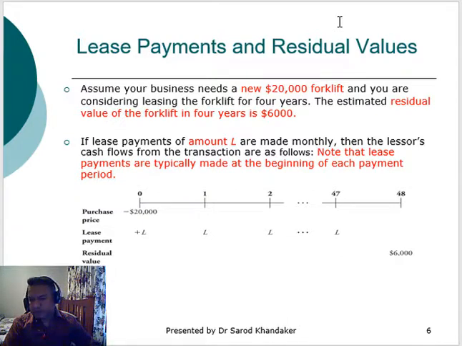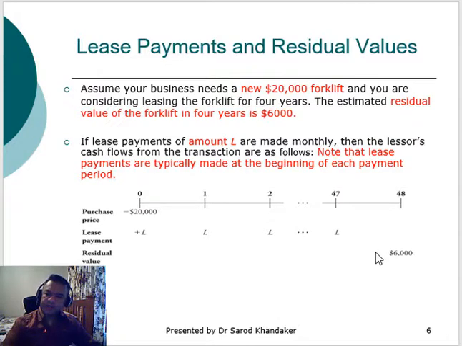So if you look at here, the purchase price, which is at time T equals 0, is negative $20,000 because they need $20,000 to purchase the forklift, and then there are about 48 payments. And at the end of the 48 payments, there will be a residual value of $6,000 of the machine. So this is the value of the machine at the end of the lease contract.